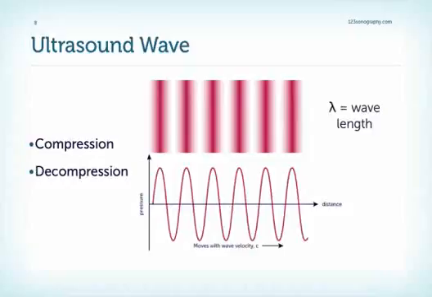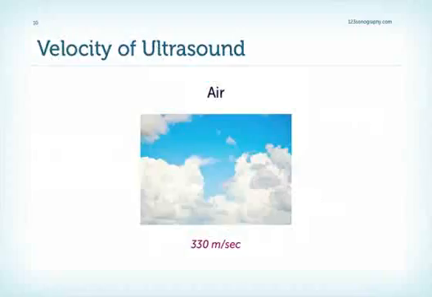To describe the ultrasound wave, we have to look at several features. First of all, the wavelength, which is nothing else than the distance from one peak to the next. In other words, from one maximal point of compression to the next. And the velocity is the speed with which the sound wave travels through materials. And this velocity depends very much on which material the sound wave is passing through. For example, for air, we have a velocity of 330 meters per second.